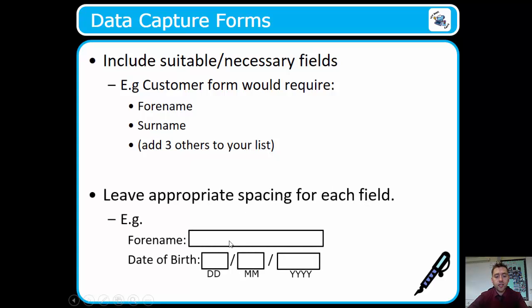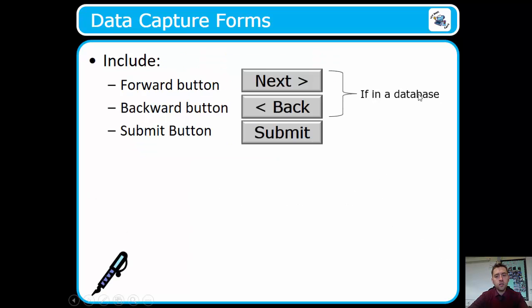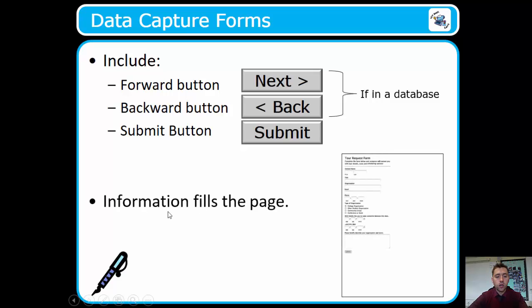You also need to make sure that you're leaving appropriate spacing. So if you've got a forename box, it needs to be a suitable length for someone to either type it in or write it in. Same with date of birth, you might want to separate it out, things like that. Email would obviously be a longer box than forename, for example. If it's going to be an on-screen display, or a database or something like that, then you also need to make sure you include some sensible buttons, so a submit button, next, back, reset, that'll pick you up some marks.